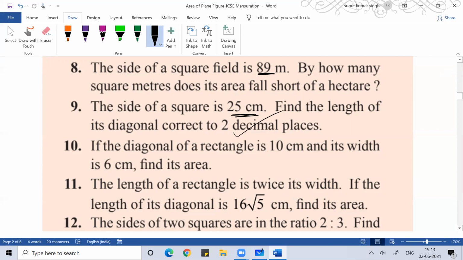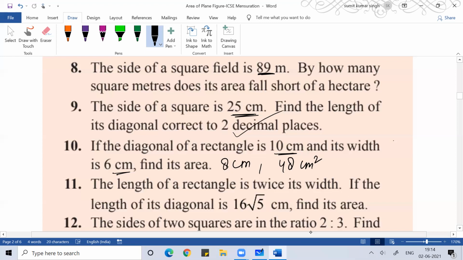So 48 square centimeter. Tell me the steps. Yes sir. Sir, Pythagoras theorem. So it will be a square plus b square is equal to c square. So a square plus 6 square is equal to 10 square. So a square plus 36 is equal to 100. A square is equal to 100 minus 36, which is 64. So a will be 8. Then length is 8. So area will be length into breadth, 8 into 6, 48.